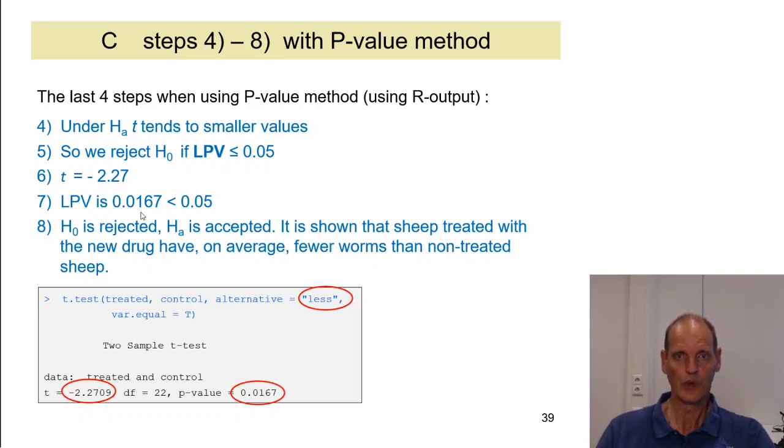LPV 0.0167, less than 5%. The null hypothesis is rejected, HA is accepted. It is shown that sheep treated with the new drug have, on average, fewer worms than non-treated sheep after 6 months. So that is the complete story of the p-value method in this case.